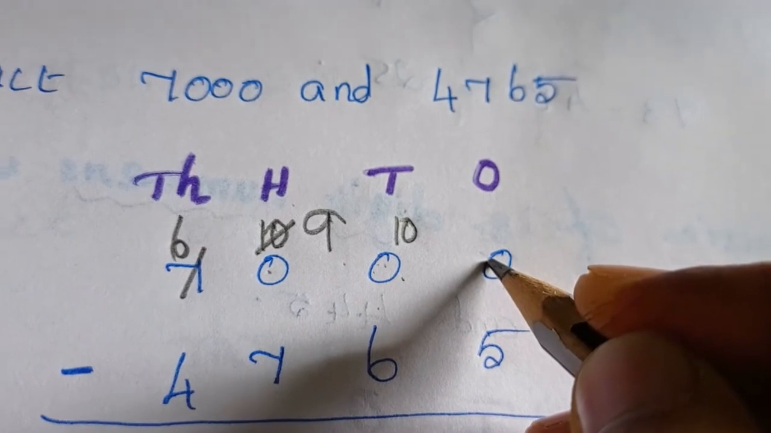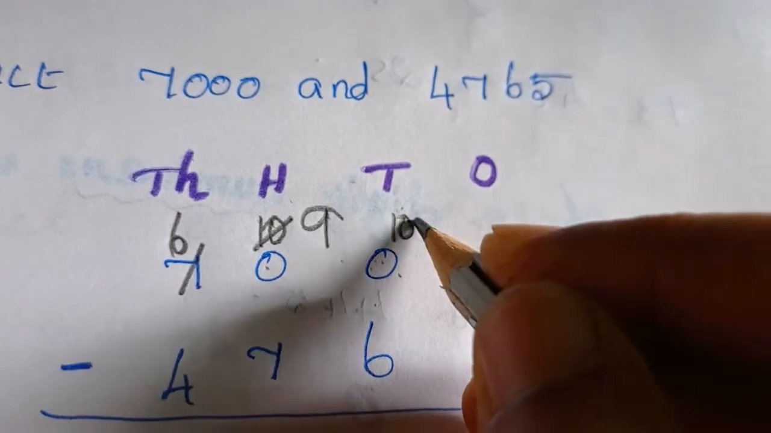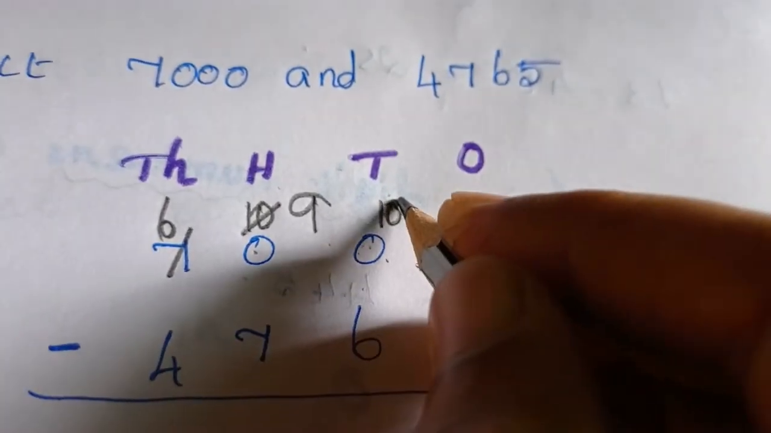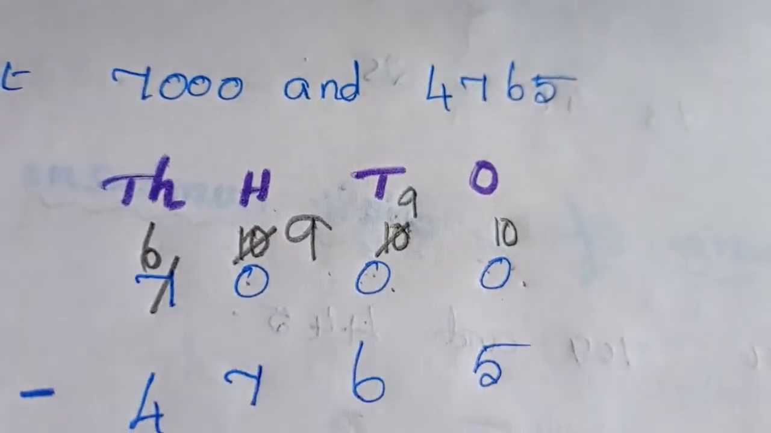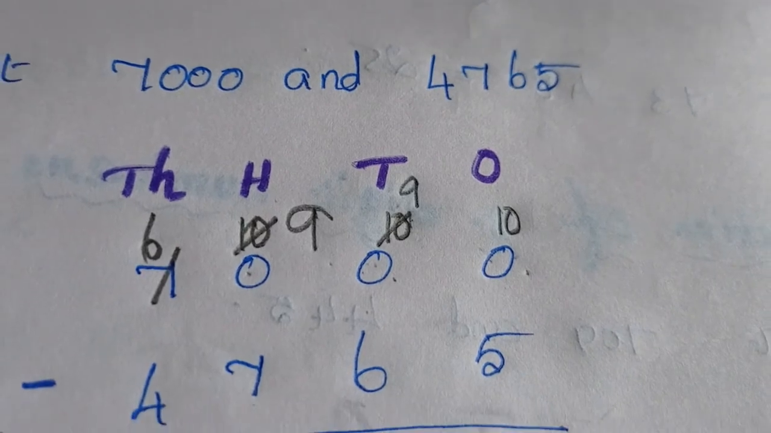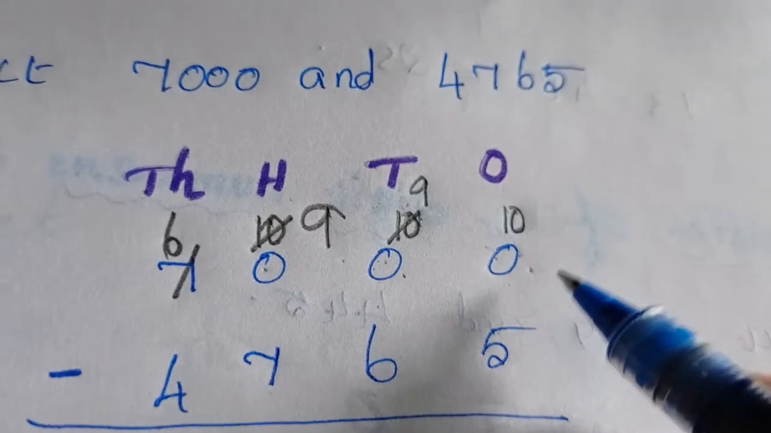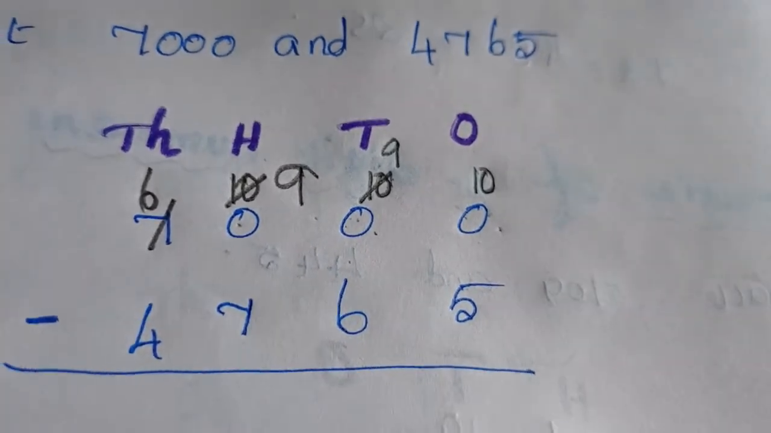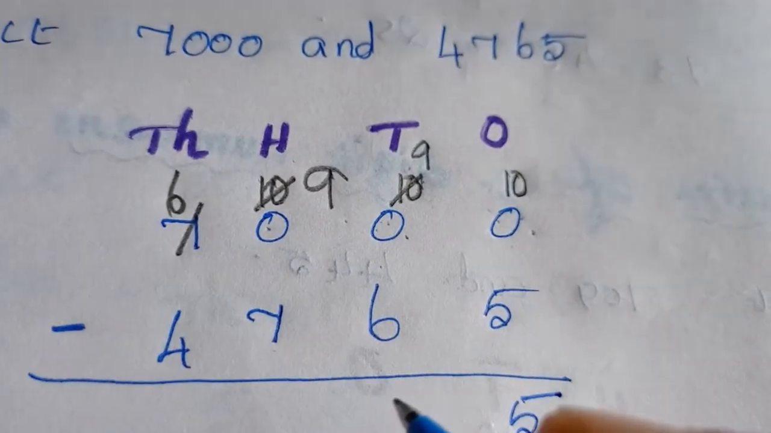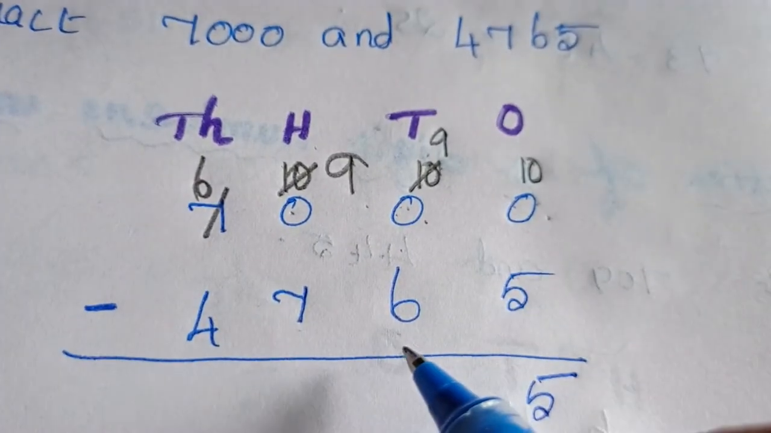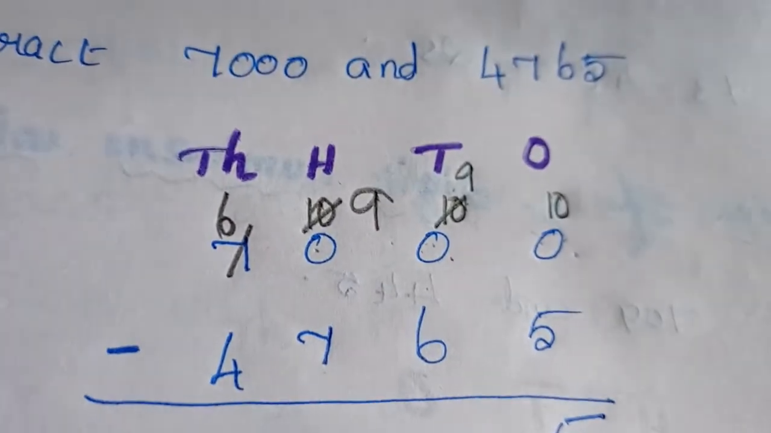So what do you want to do? Yes, you have to borrow 1 from this tens place. So here you get 9 and here you get 10. Now you have to subtract the values. Starting from the ones place, we have 10 minus 5, that is 5 ones. So write 5 in the ones place. And in the tens place, we have 9 minus 6, the answer is 3. So write 3 in the tens place.